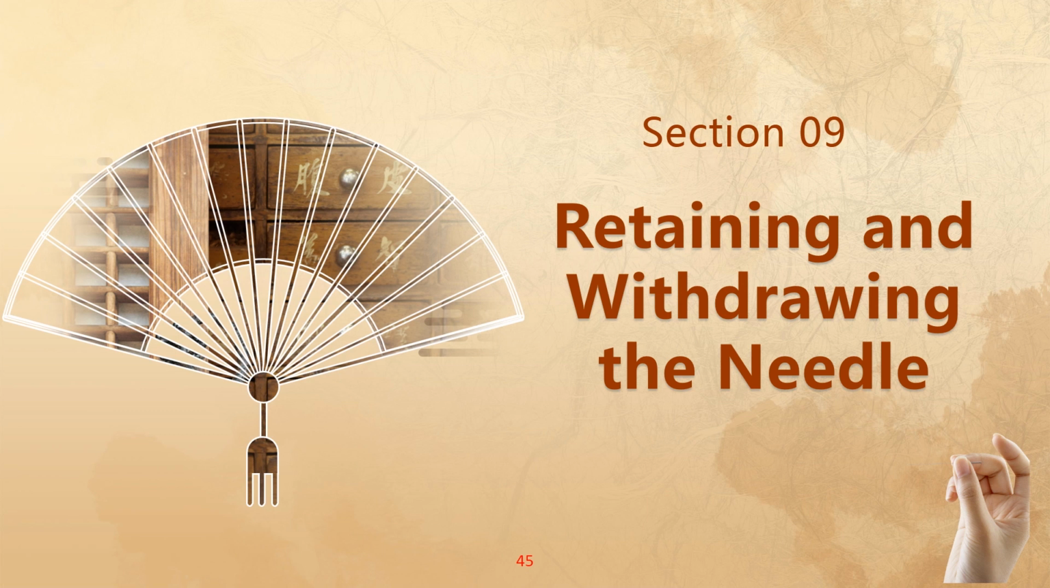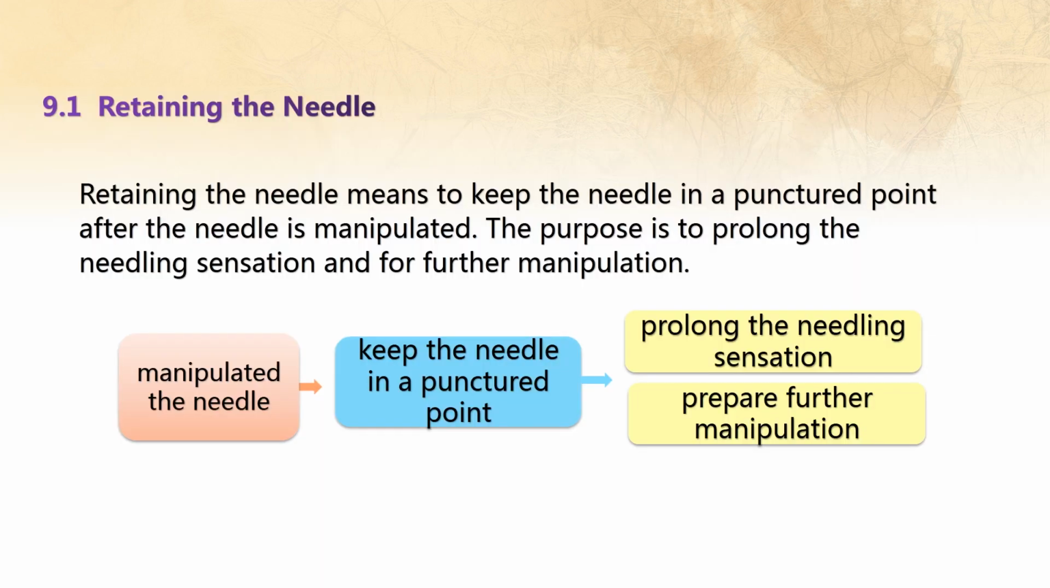Section 9. Retaining and withdrawing the needle. First, retaining the needle. Retaining the needle means to keep the needle in a punctured point after the needle is manipulated. The purpose is to prolong the needling sensation and for further manipulation. Pathological conditions determine the retaining and its duration. In general, the needle is retained for 15 to 30 minutes after the arrival of qi and proper needling manipulation.